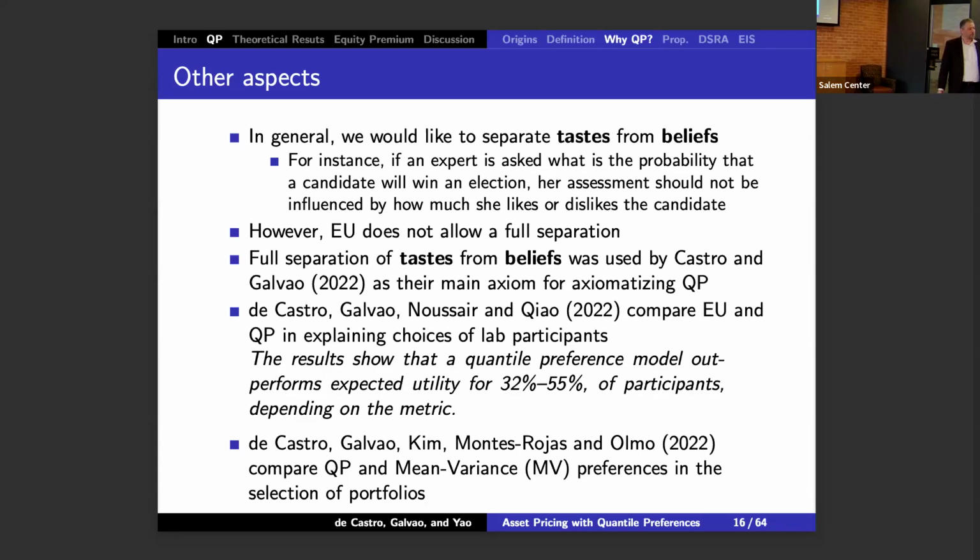And we have done this also for experimenting with portfolio choice, and the results are similar. So it's not a majority, but there are people that could be better described as quantile maximizers. What are the choices that are in the lab?